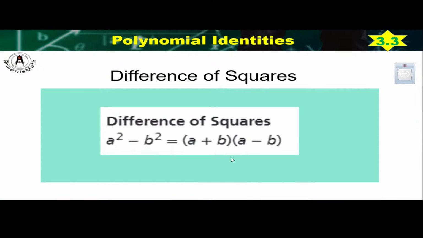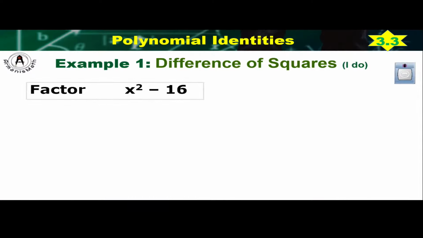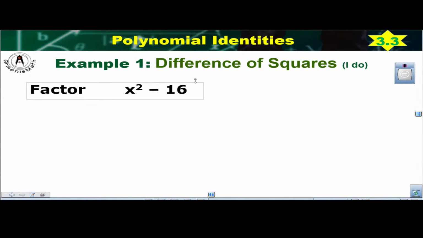So let's take an example on this. The first one says factor, find the factors of x squared minus 16. So immediately if I look here, oh my goodness, there's something being squared here. Look, what's being squared, do you think? What's being squared here?